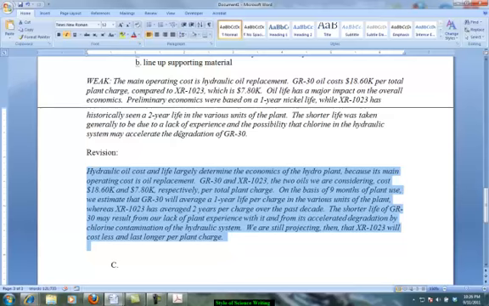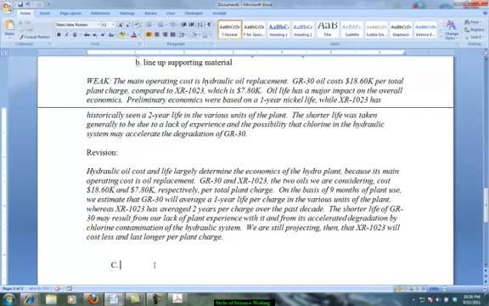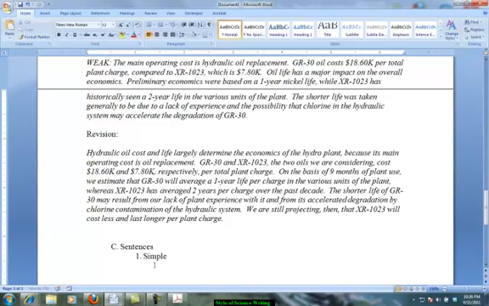Weak passages. Now, the three basic sentence patterns. Three basic sentence patterns are the simple, compound, and complex. Those are the three basic sentence patterns that we have.